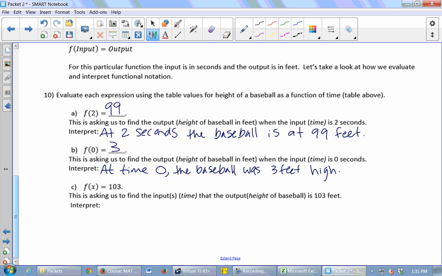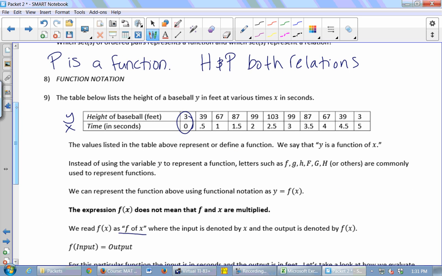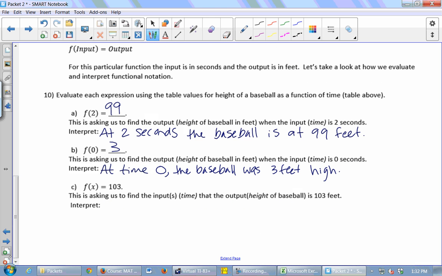Okay, one more. Now I have a sentence that says f of x equals 103. So that thing in parentheses is always representing an input, in this case time, that the output is 103 feet. So can you find a time when the height is, yeah, 2.5 seconds. Yep. So this is like an equation to be solved, and we would write x equals 2.5. Or you could rewrite the sentence putting in the 2.5. You could rewrite f of 2.5 equals 103. Whichever way you do that is fine.